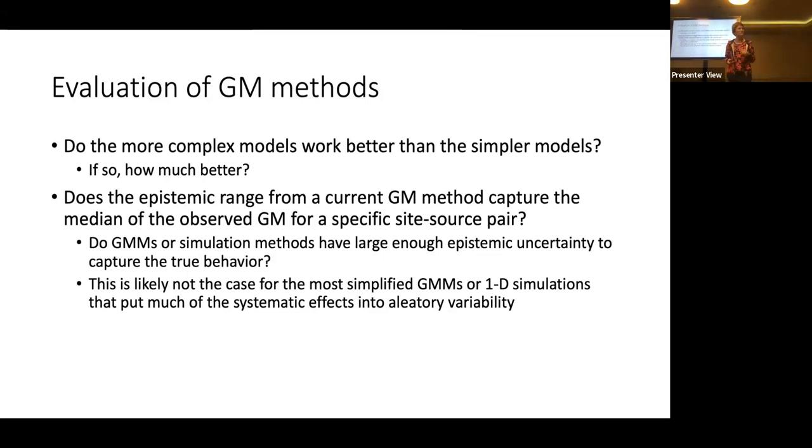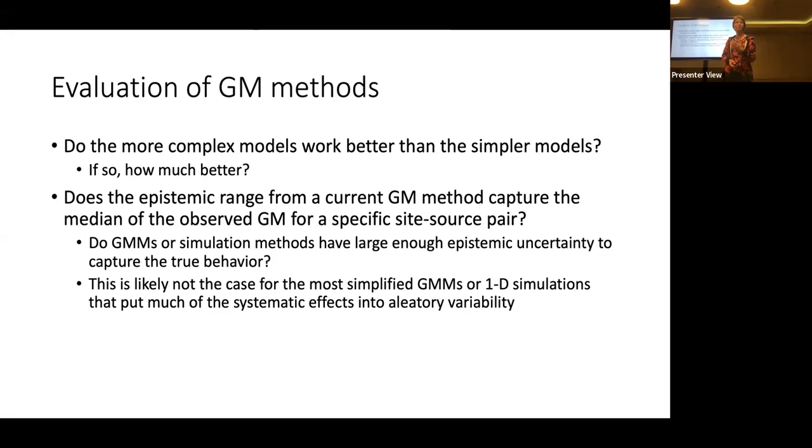Another important question in terms of evaluation is, does the epistemic range from the current ground motion method that we're using, whatever that is, capture the median of the observed ground motions for any specific site, path, source combination? Because that's what our epistemic, or our model uncertainty, is supposed to do. It's supposed to cover that whole range.